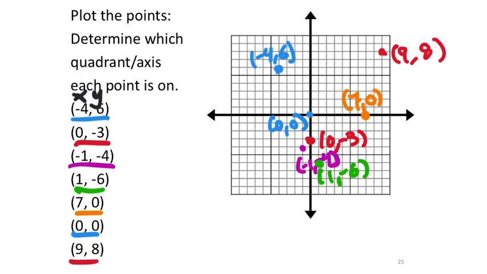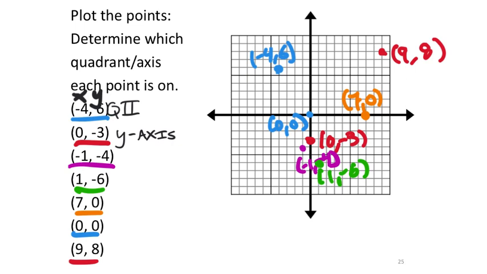So -4, 6, that's the blue point in the top left. That would be quadrant 2. I'm going to put a Q with that. The math nerd in me really wants to write the word quadrant, but I'm not going to. I'm going to resist it. 0, -3, we can see that one. It's the red point there, and it's directly on the y-axis. We addressed that as well. So that's directly on the y-axis.